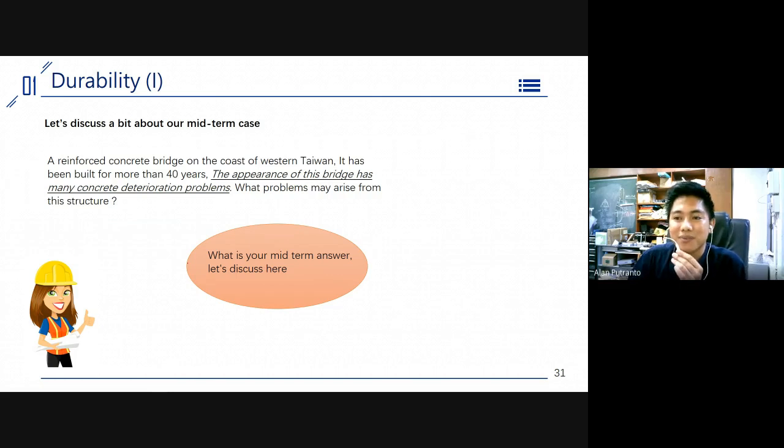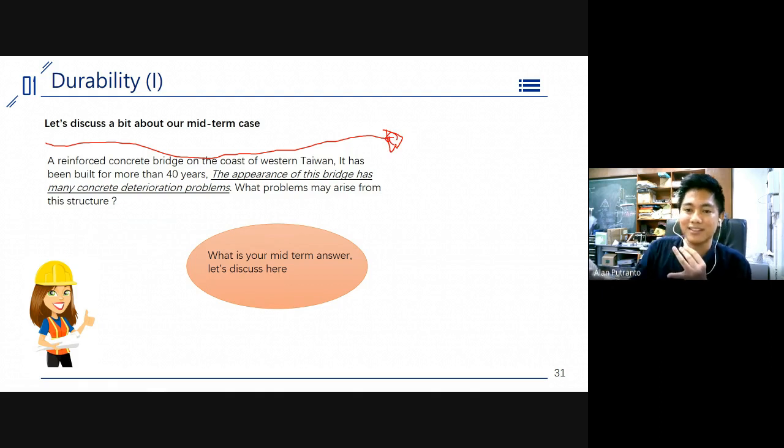Can you explain this part to the other students so we can have a discussion? Actually, I would like to discuss what kind of answer that they provide in the midterm exam.